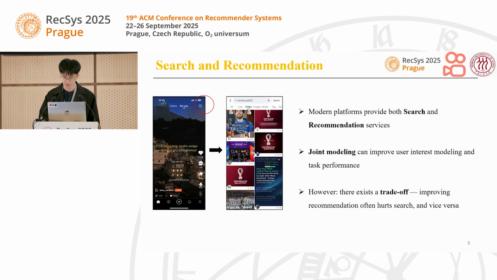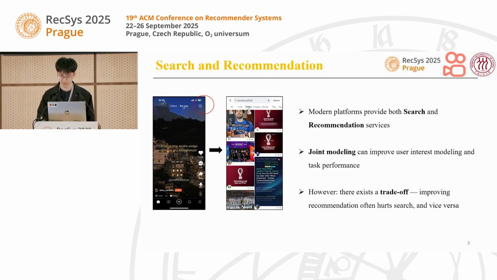First, to support the users' diverse information access, many commercial platforms offer both search and recommendation services, creating an opportunity for joint modeling of these 2 tasks. Integrating them helps capture user interests more comprehensively and boosts the performance of both services, and numerous works have explored this joint modeling with promising results.